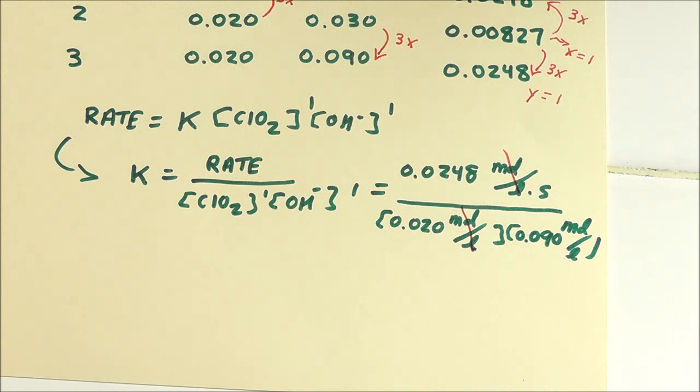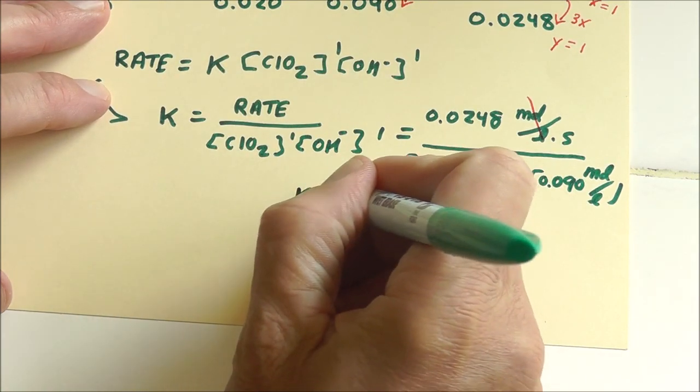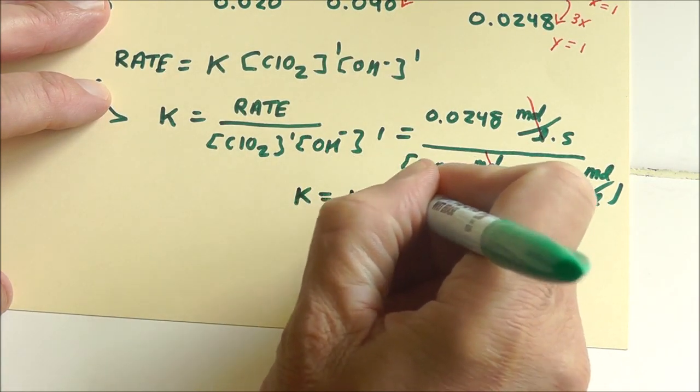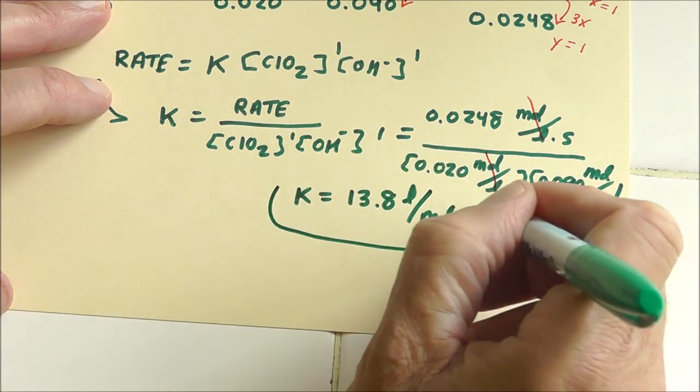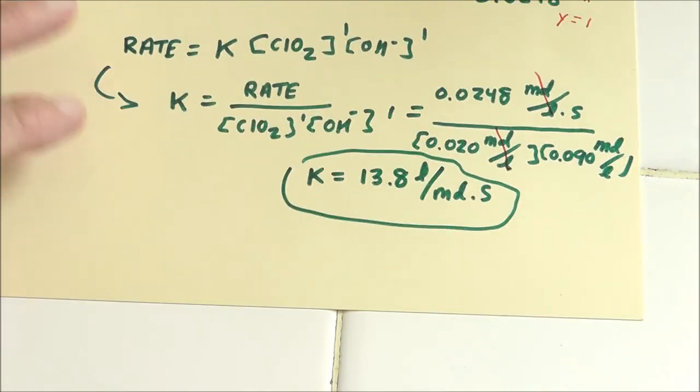0.0248 divided by 0.020 divided by 0.090. And I get a K of 13.8. And so now what we could do is, if there was some sort of future experiment we were going to do, K equals 13.8, liters per mole per second. We could plug that in and crank that in.